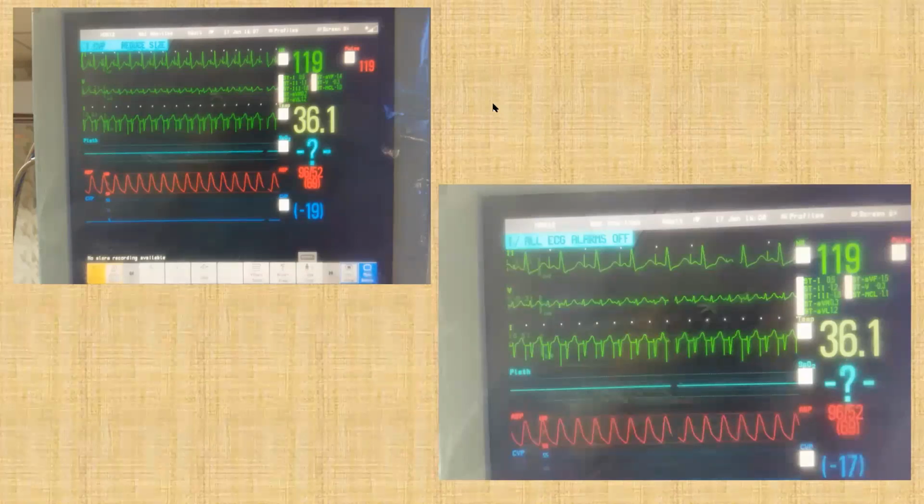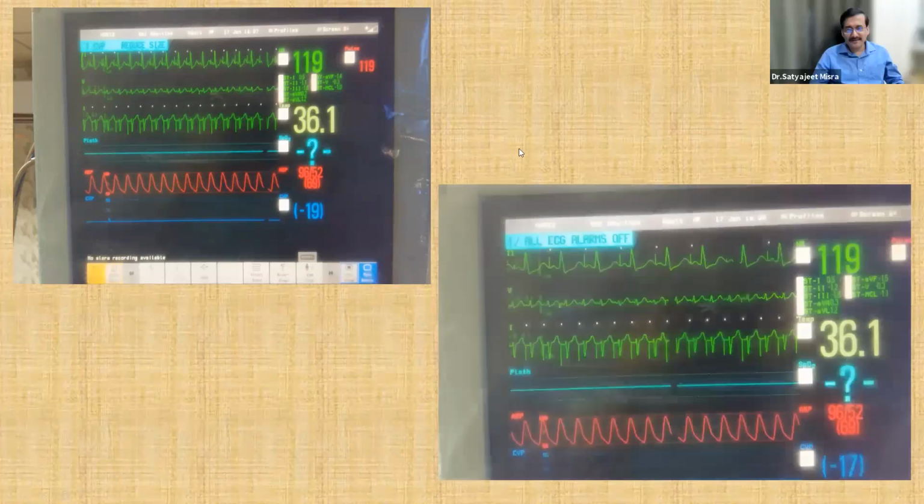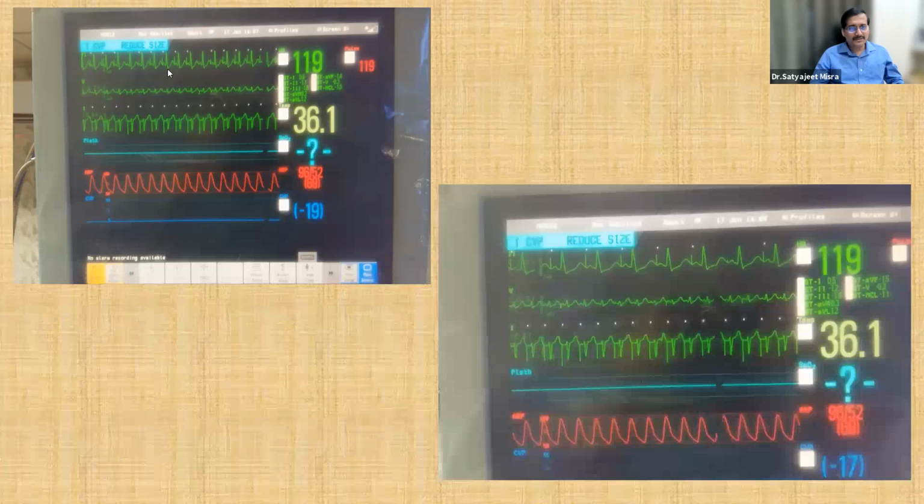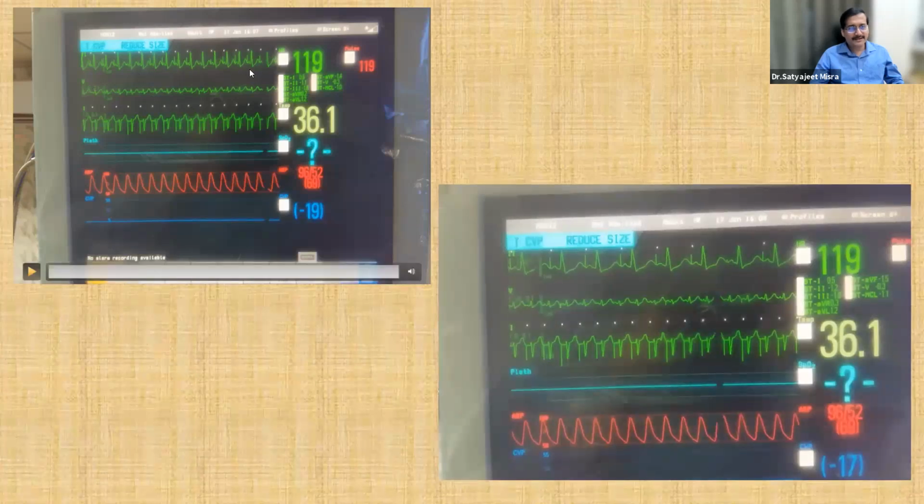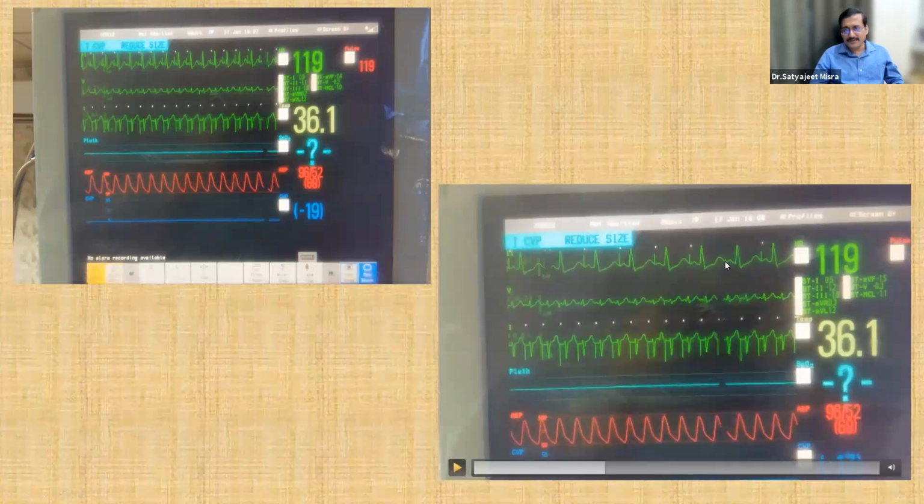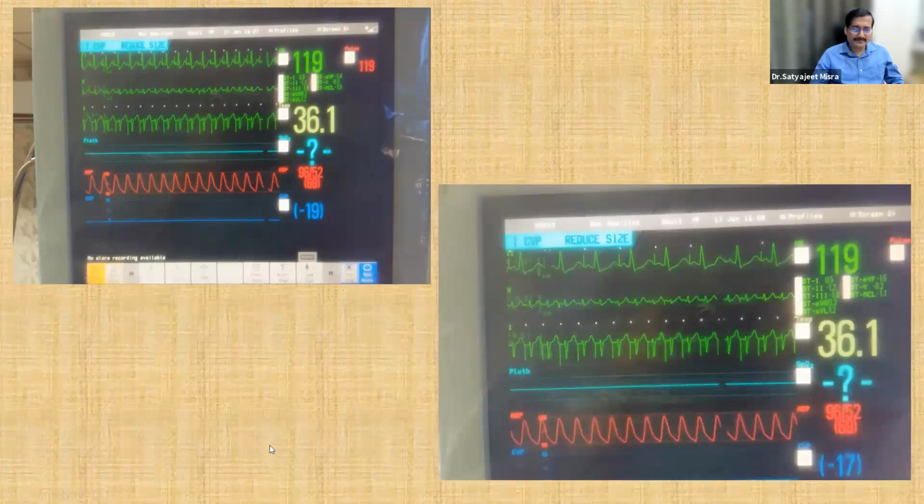Atrial pacing, sir. Okay, that's good. Atrial pacing. Suppose you're not able to know that clearly because it's set at a very fast rate, you just increase the sweep speed. Once you increase the sweep speed, you'll be able to see the pacing spikes followed by the P wave. And so you know that's an atrial pacing.